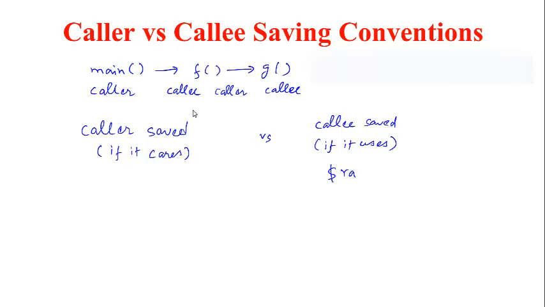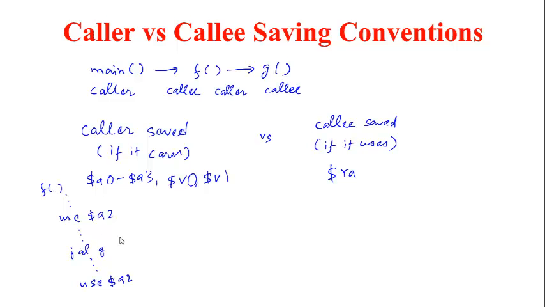However, f as a callee needs to save and restore $RA because f is potentially modifying $RA by calling function g. On the other hand, registers $A0 to $A3 as well as the return value registers are caller saved. So in this case, f is a caller of g. If f cares about whatever register values after the return from g, then it has to make sure that these registers are saved onto the stack and restored from the stack after the call from g.